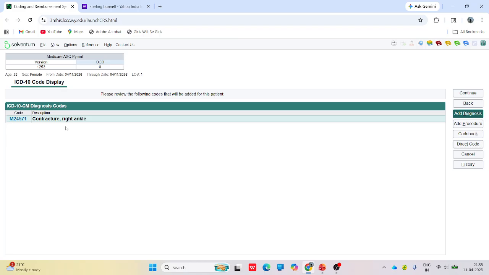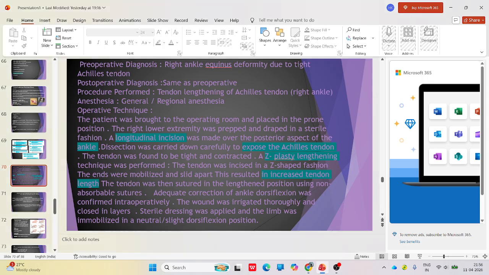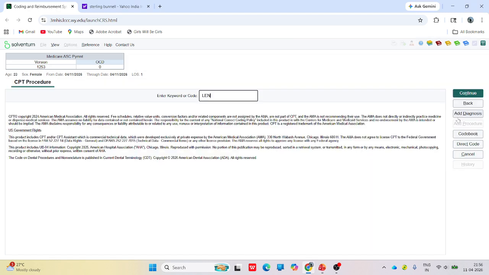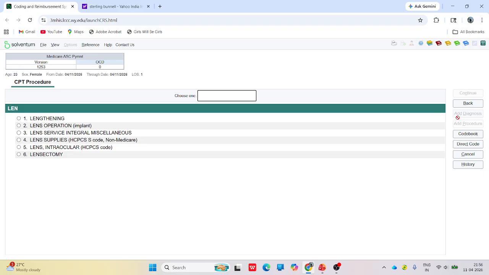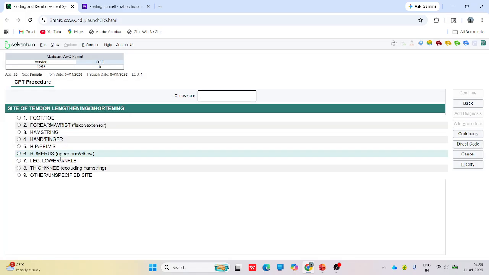So here is the ICD for the contracture of the right ankle, M24.571, and the CPT will be the tendon lengthening, lengthening of the tendon of the ankle.